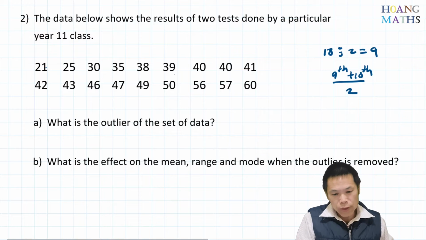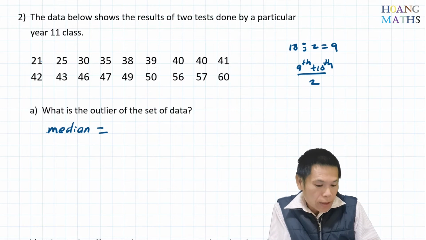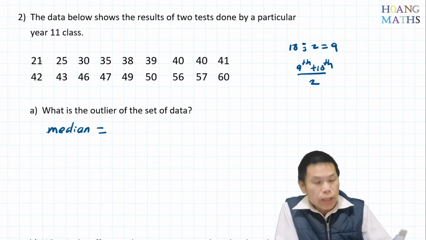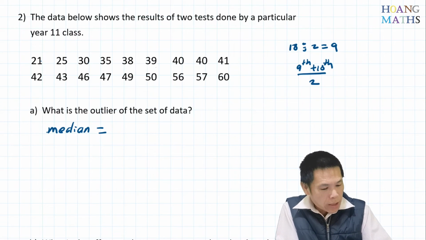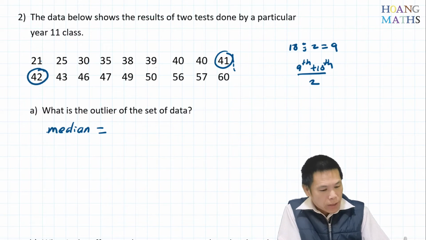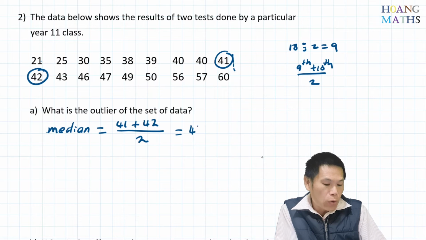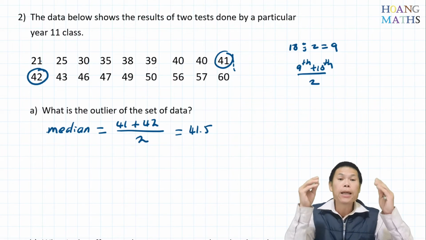So let me just move this down. The median is equal to, since they are already in order, the middle between the 9th and the 10th score. So 41 plus 42, divided by 2. That means 41.5. That is the median.